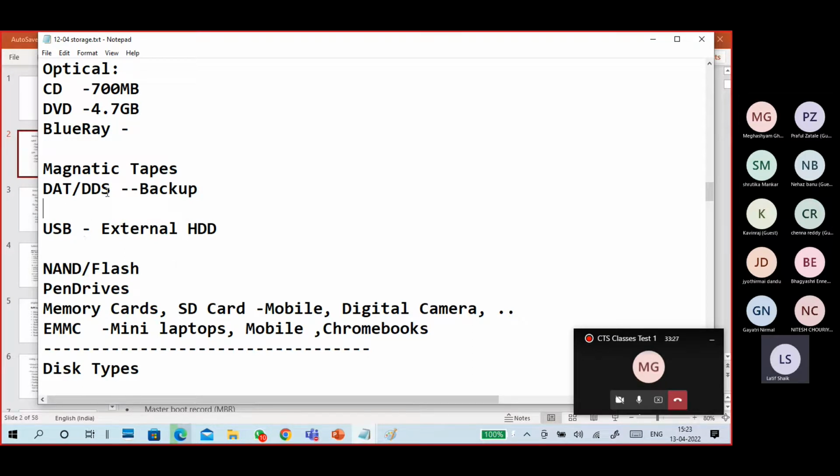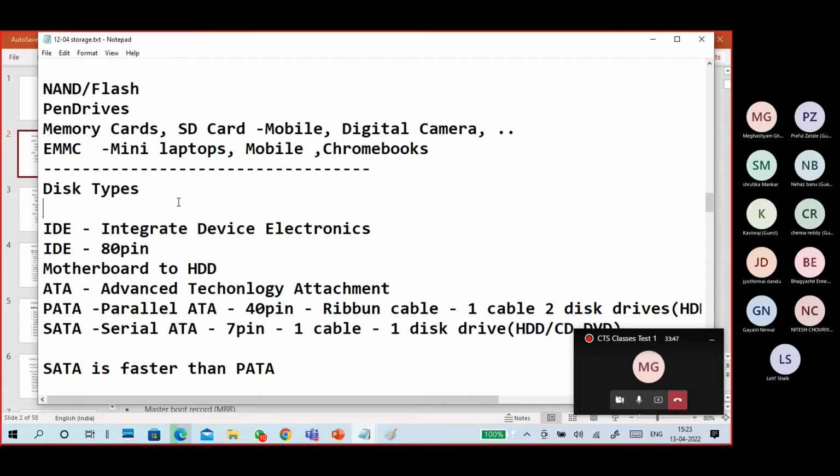It is a sequential memory. You can't pick up one particular backup from it, so you have to use the date and time on it, and then you can access it. Other things are like pen drives and memory cards. These are all storage devices. That's it. Next one is the disk types.